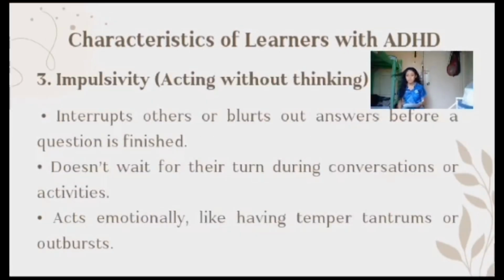The third is impulsivity, acting without thinking. In this part, a child doesn't wait for their turn during conversations or activities. They act emotionally, like having temper tantrums or outbursts.